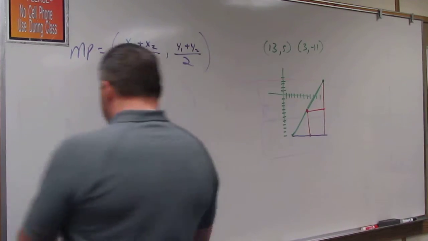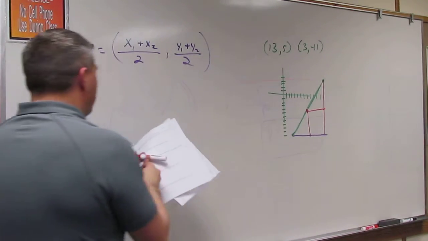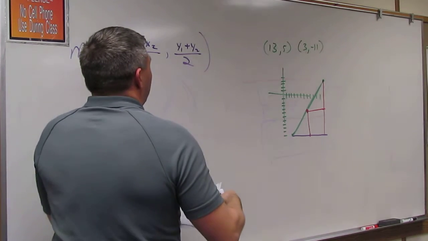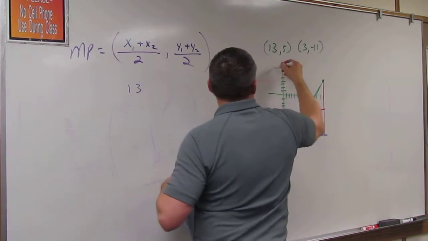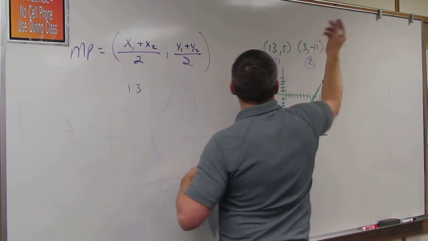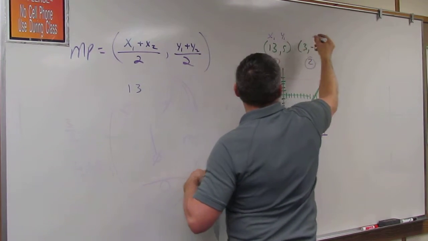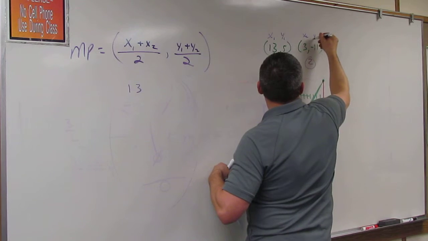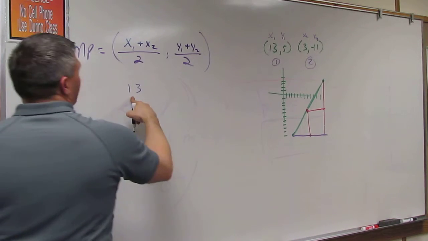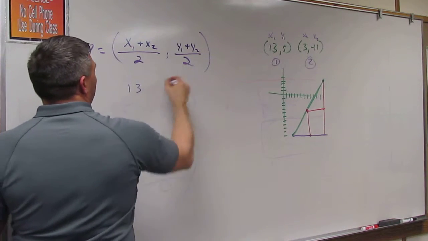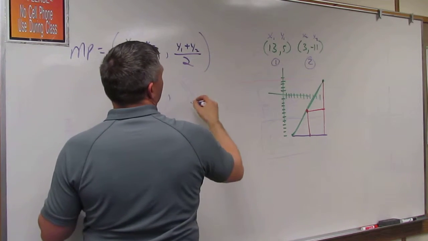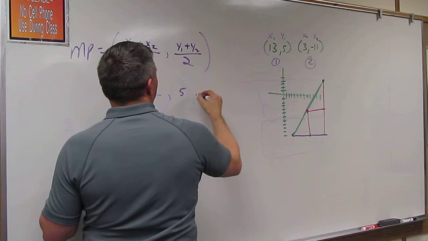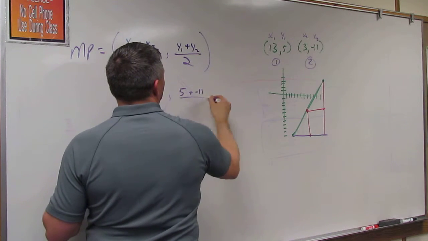Okay? And so to find the midpoint between these two is fairly simple. If this is the first point and the second point, like before, then this is x1, y1, and x2, y2. So then we just plug those in, and we got 13 plus 3 over 2, and 5 plus negative 11 over 2.